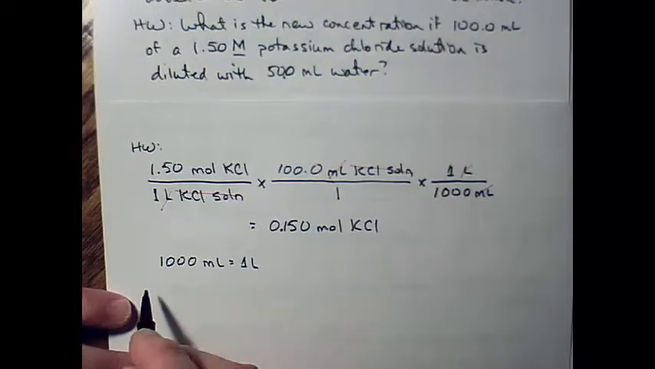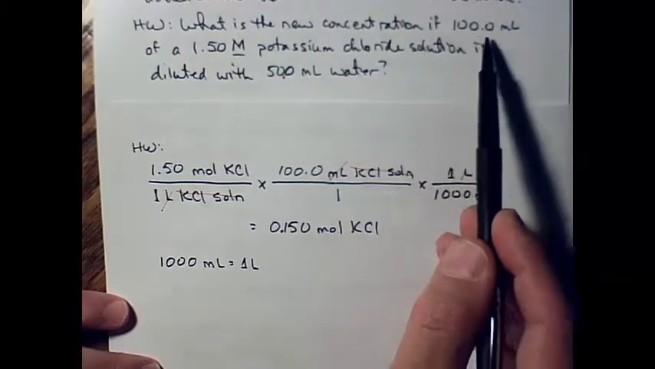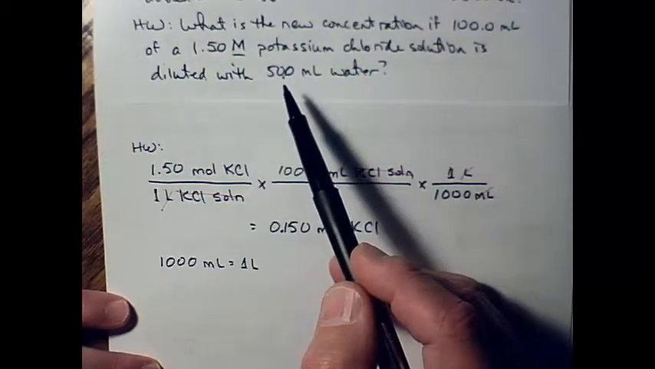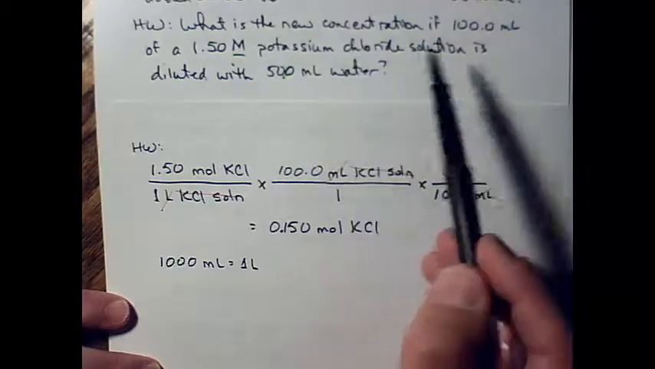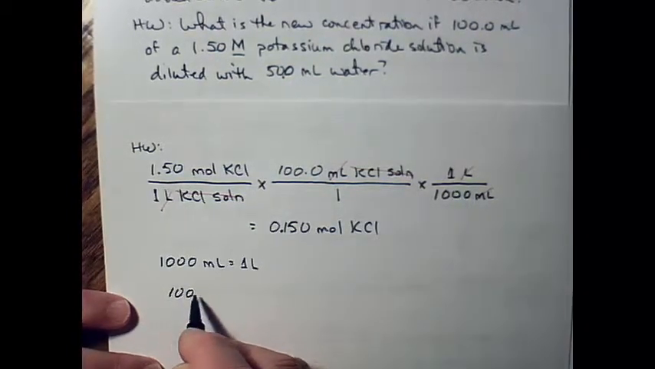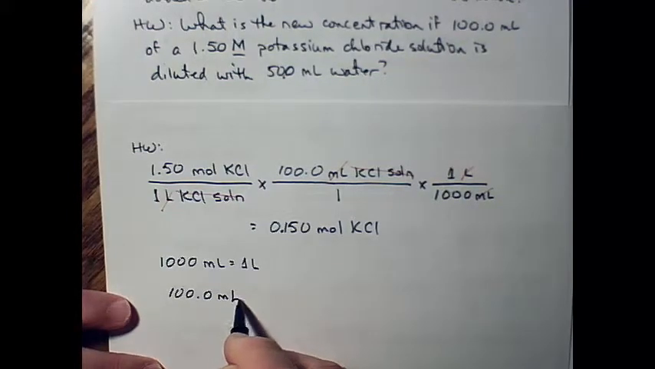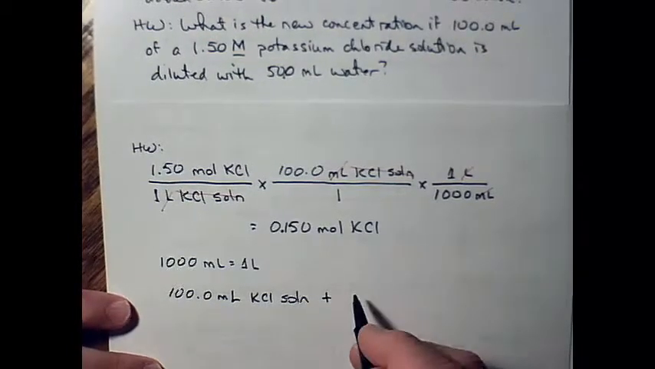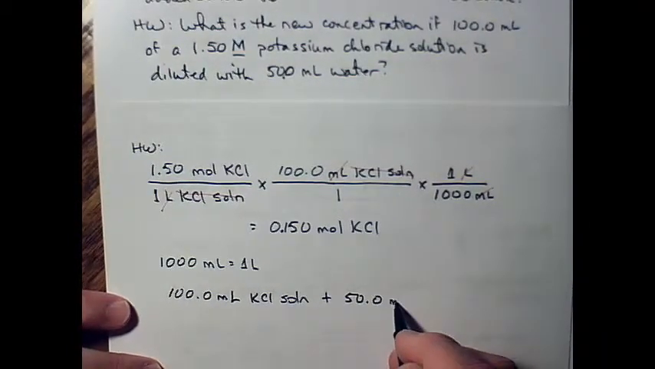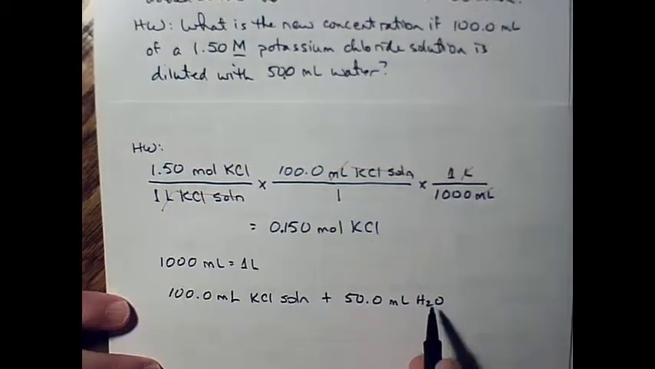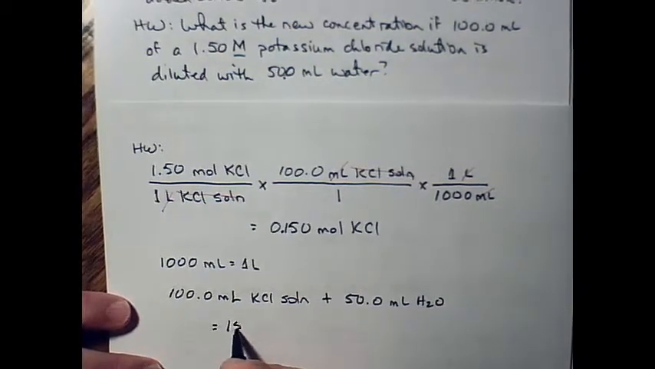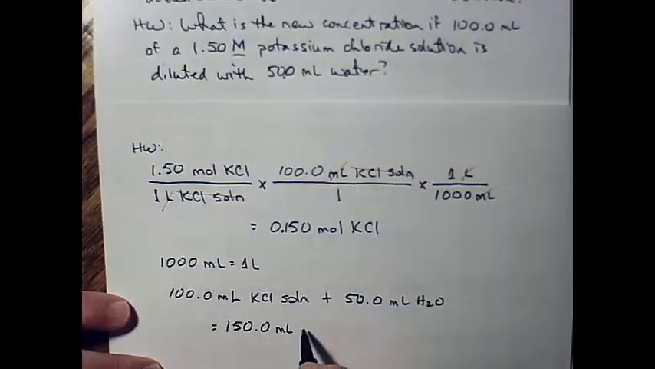So what we're going to do now is to add together the original volume of the solution and the amount of water that's being added, because that's going to increase the volume of the solution by the same amount. So we have 100 milliliters of this KCl solution. And we're going to add to that 50 milliliters of water. But this is just going to increase the volume of this solution to 150.0 milliliters of KCl solution. All right?